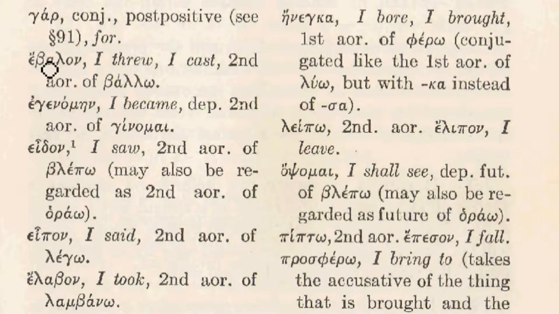The first of our vocabulary words is the word gar, gamma, alpha, rho, gar. It is postpositive, which, as you know, means that it will never come first in a phrase. It's the word that's commonly translated in the New Testament by the word for. And I might just mention that the word gar is probably used more frequently in Greek than the word for, F-O-R, would be used in English. But it's the reason that many biblical texts that you are familiar with begin with the word for. You think about John 3:16, for God so loved the world that he gave his only begotten Son.